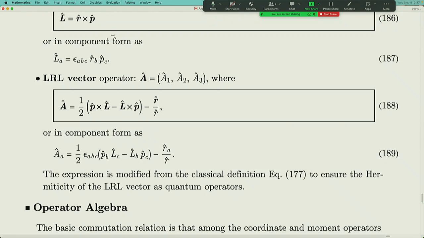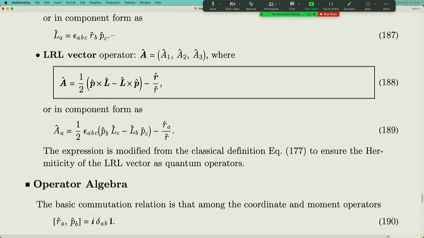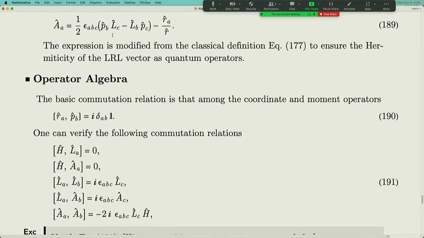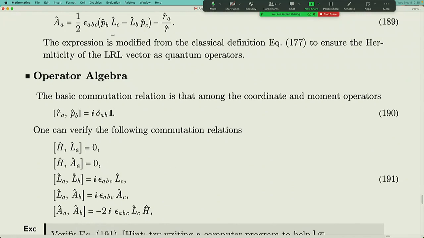And then if you take 1/2 of the sum of these two, it's like taking an average of P cross L and minus L cross P. But in quantum mechanics, because of the non-commutativity between these operators, it's necessary to do this kind of symmetrization, or Hermitianization, in order to make this A operator Hermitian. So the A operator will be defined in this way. I'm just going to show you how things are defined. Don't worry about the calculation, because I know this calculation is very complicated, and it will not appear in any exam. I just want to show you this algebra.